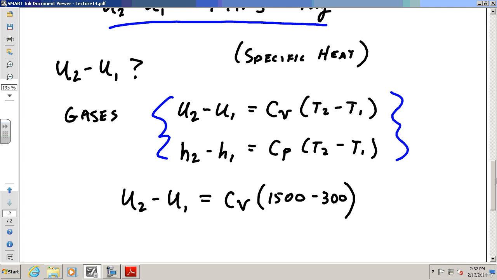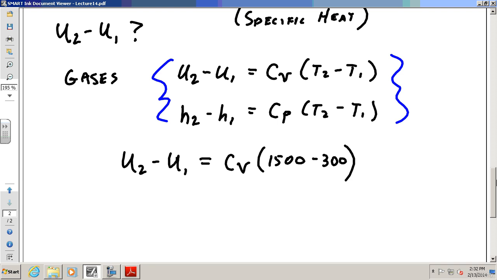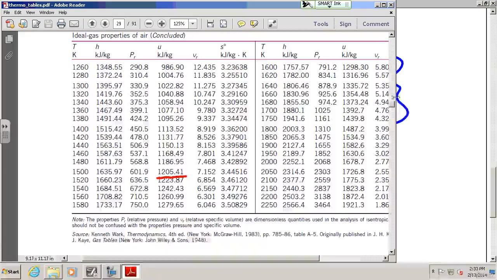By the way, for the change in temperature, it doesn't matter whether you're in Kelvin or Celsius. It's the same change. So all I need to do is look up my C sub V. I have to go to my tables again. My tables will give me the C sub V for air.